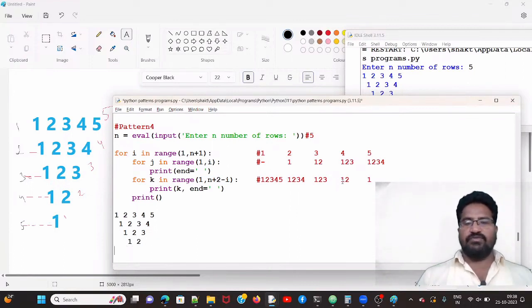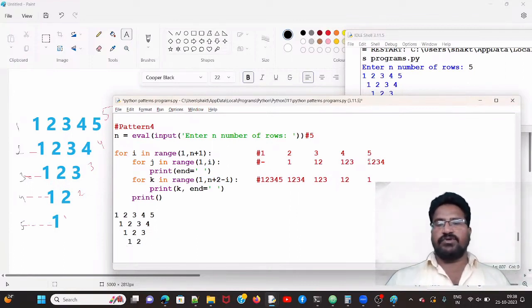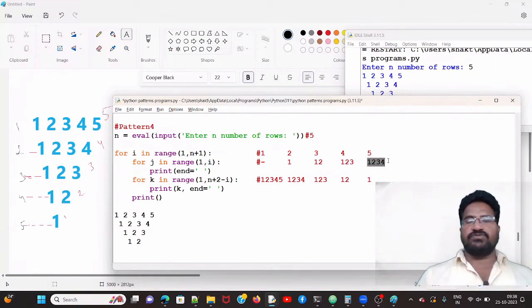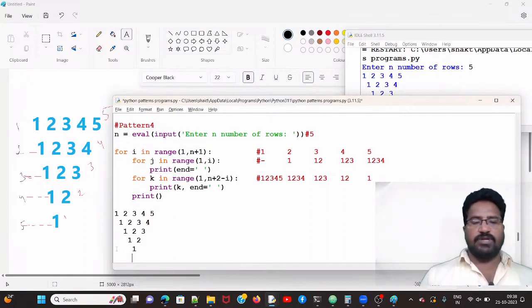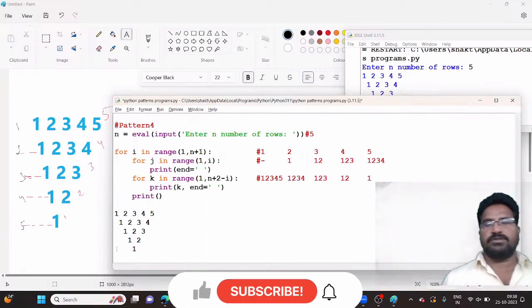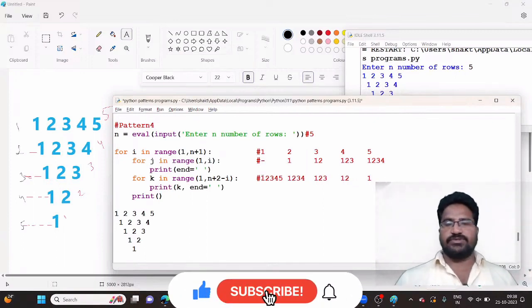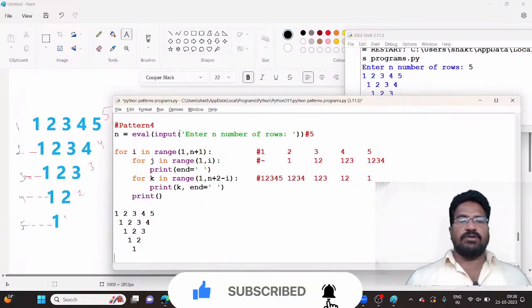When I value is 5, j repeats 4 times. That means 4 times space will come and k iterates 1 time. So that means 4 spaces and 1, then space, and go for a new line. That's all. This is the way it executes. Right. Thank you all, guys. Bye.